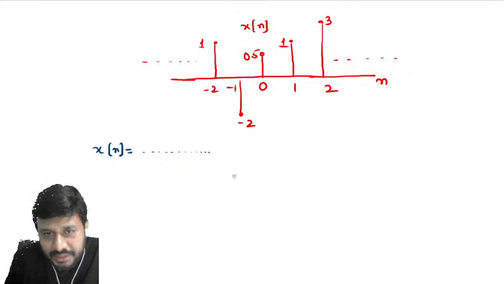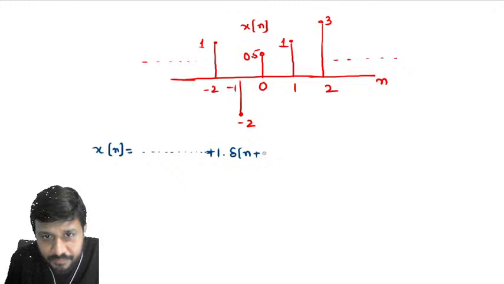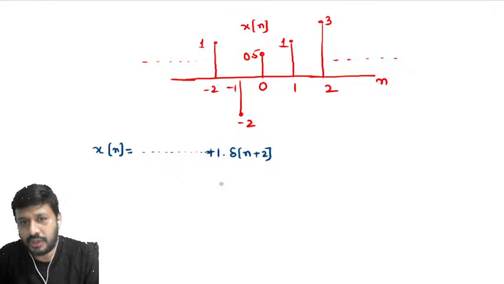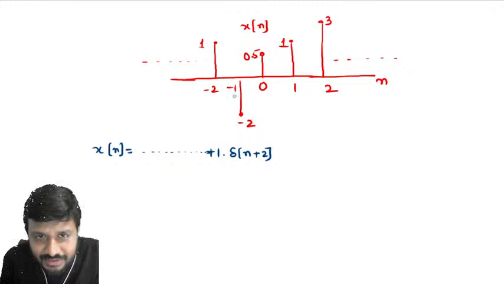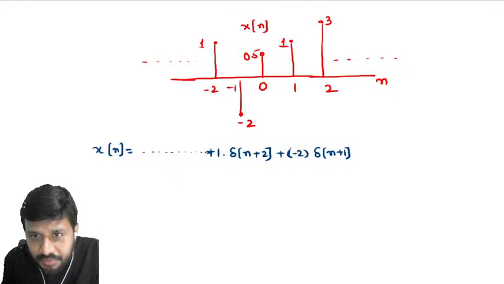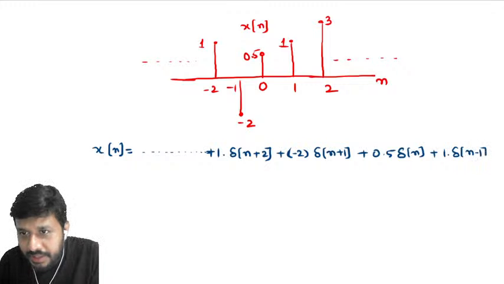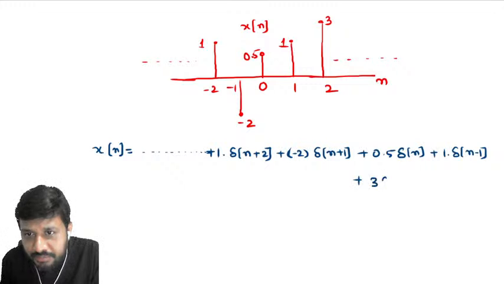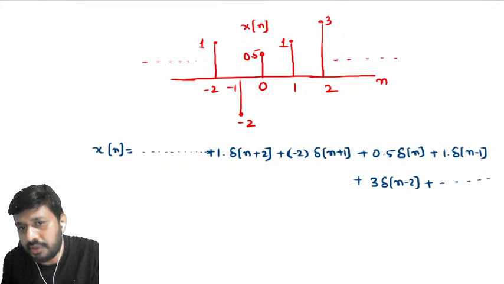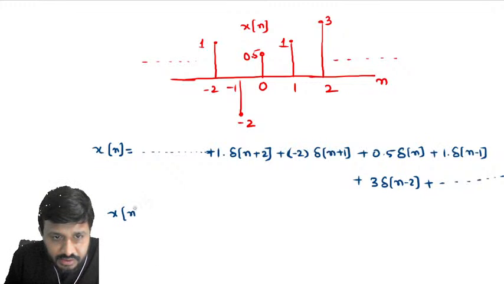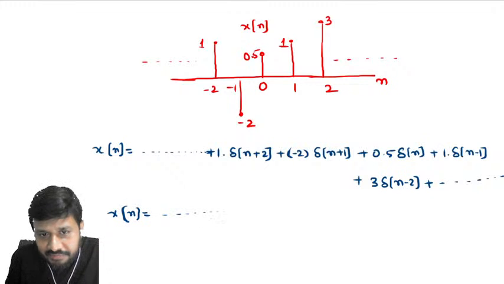Now here I came. This is the impulse signal but advanced by 2 units. So how can I write it? Value is 1, del of n plus 2. Can I write like this? Now at minus 1 the value is minus 2, so del of n plus 1. Plus here at 0, 0.5 into del of n, plus 1 times del of n minus 1, plus 3 times del of n minus 2, plus so on up to infinite. Or x of n is equal to, again I am coming from minus infinite.